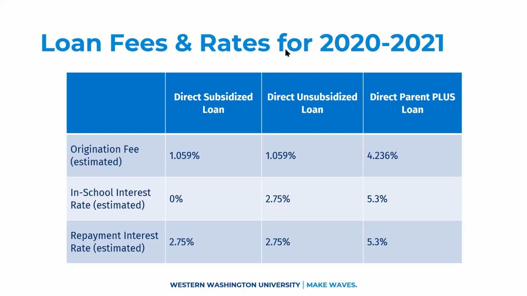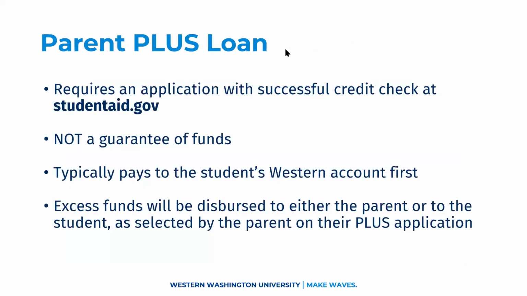And then the next slide is going to have just a few little more facts about the Parent PLUS loan. So it does require an application with a credit check at studentaid.gov. And it's not a hard credit check. It's a credit check mostly checking for adverse credit history. So it's not necessarily the same kind of credit check as you would get in other cases.